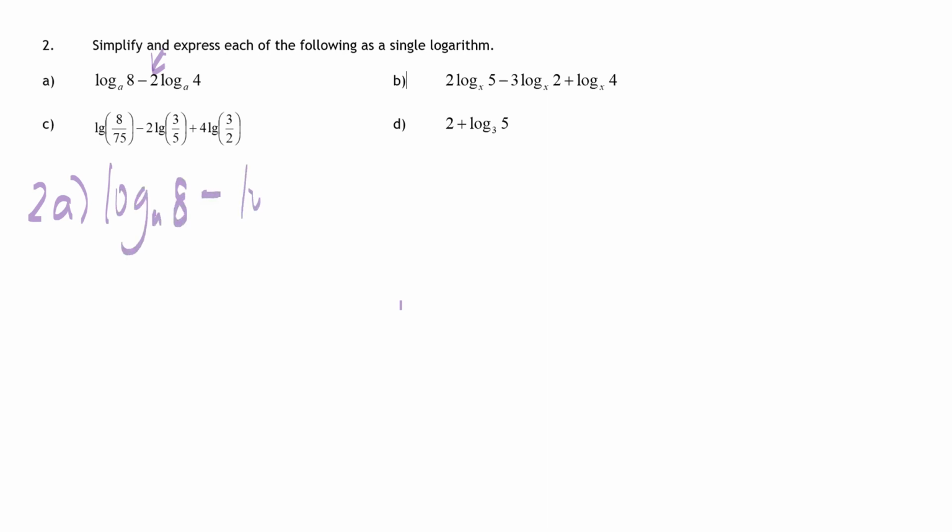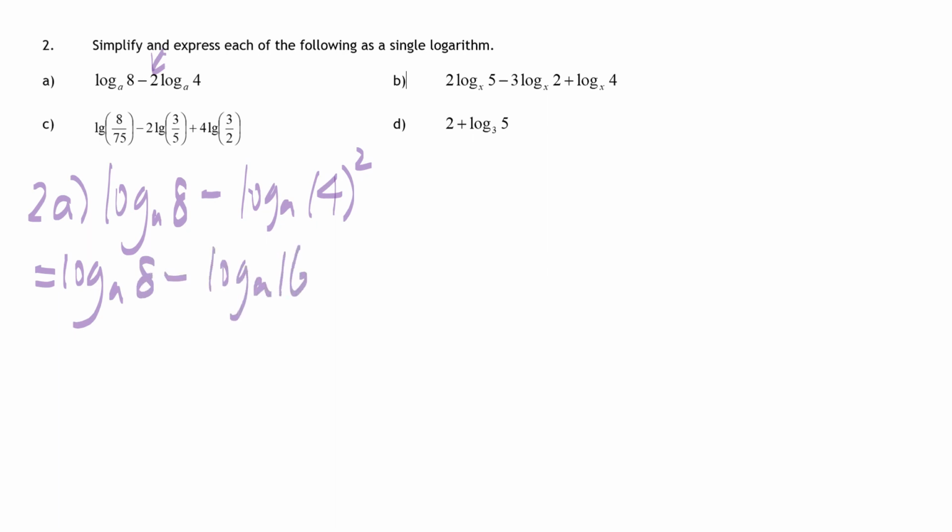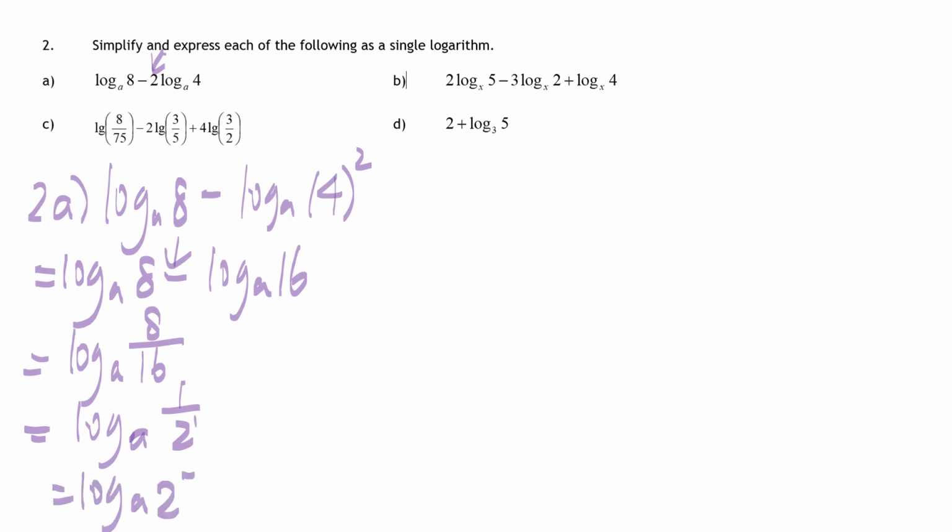Okay, we need to bring it up to your 4. Okay, and that I will get 4 squared will be 16. Then can you see this is a minus sign there, a subtraction sign, apply quotient law. 8 over 6 will be half. And half, you can write half means 1 over 2 to the power 1. So you can write it as a negative index. Okay, and then again apply power law.